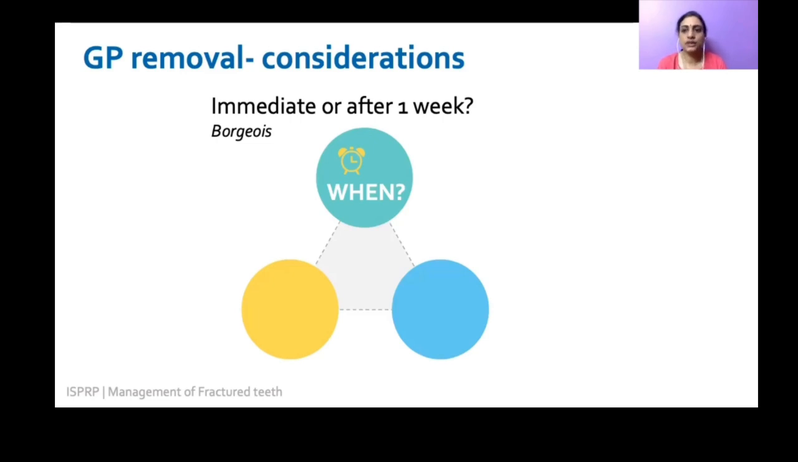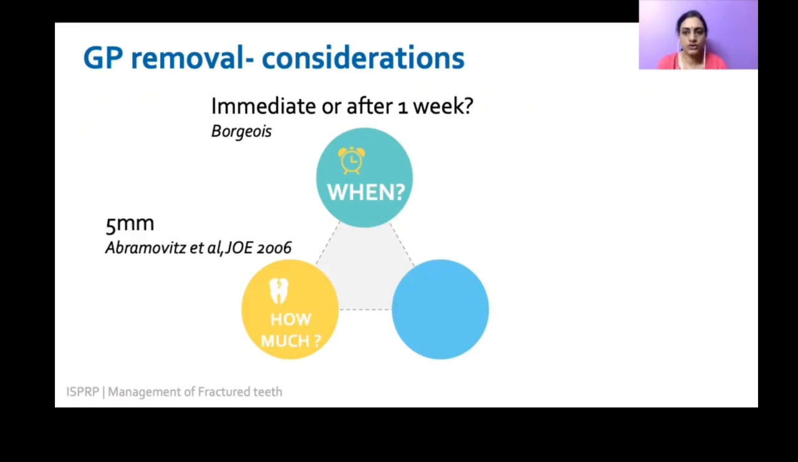Many studies have shown there is no difference, but remember, the sealer should have adequately set, and whichever method you're using, it should not affect the apical seal. So if you're trying to remove the GP immediately after obturation, in that case, it is better to go for a thermal method of removal of GP.